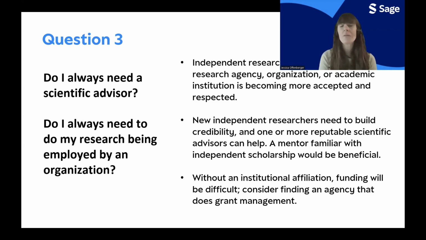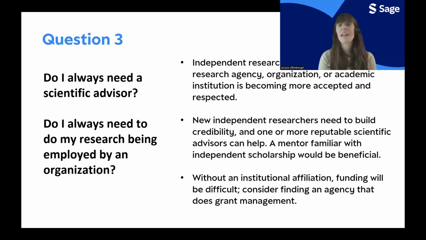But to expand on this a little bit, another question we often get is, do I always need to do my research being employed by an organization? So if you are a student and you're looking at your next steps and opportunities, independent research is becoming more accepted and respected. Independent research is something conducted outside a research agency, organization, or academic institution. But new independent researchers do need to build credibility, and having a reputable scientific advisor can help.